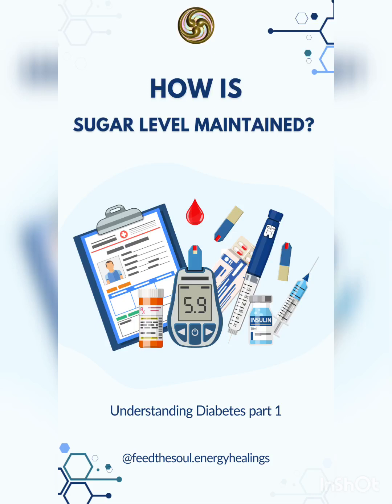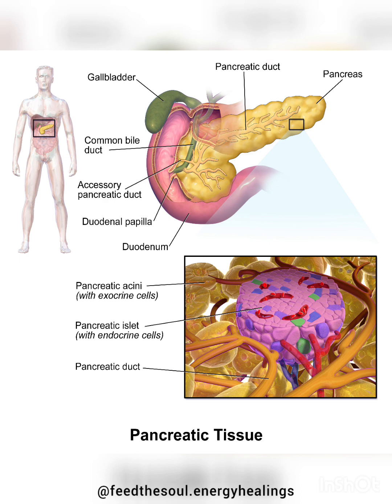What is a pancreas? Okay, so a pancreas is the station or the gland in our body which produces insulin. Now the pancreas largely consists of alpha cells and beta cells, as they are called.